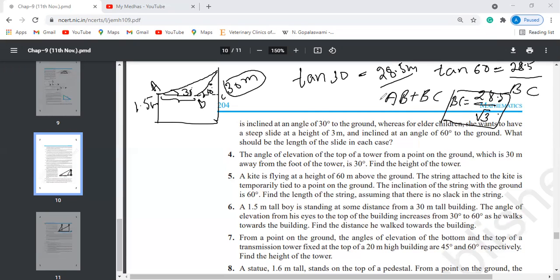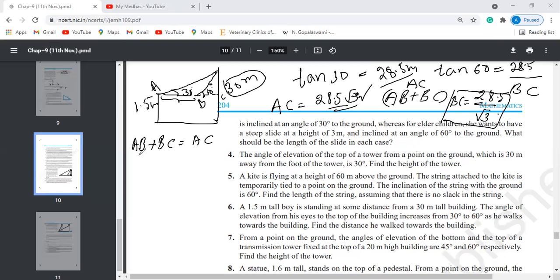Now you have to find this AC. This whole value you can write as AC. AC is 28.5 root 3, because tan 30 is 1 by root 3. So you have got AC and BC. Now you should get the value of AB. AB plus BC is nothing but AC.